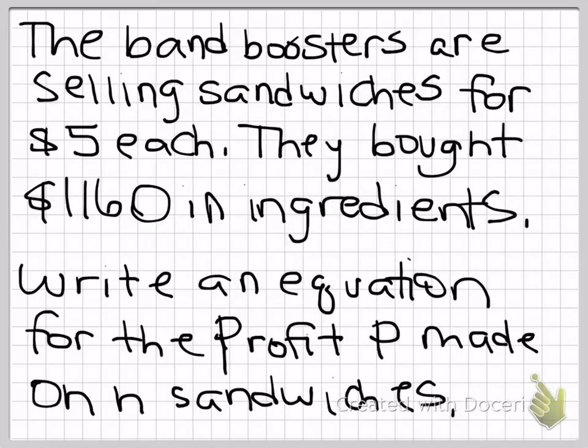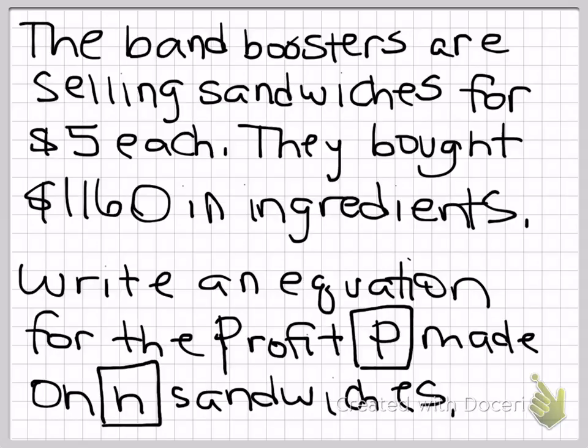Here we're asked to write an equation, so we usually assume if they just say write an equation that it needs to be in slope-intercept form. So we're looking for the slope and the y-intercept. We also need to determine which is our y value and which is our x value so that we can replace it with the letters p and n instead of y and x.